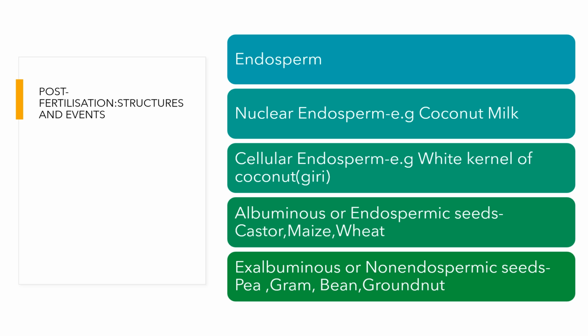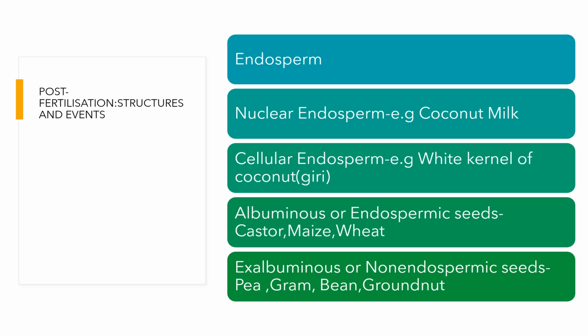Now, depending upon the consumption of endosperm, the fate of endosperm: on the fate of endosperm, seeds are divided into two types, endospermic or albuminous seeds and exalbuminous or non-endospermic seeds. In albuminous seeds, the endosperm may persist in the seed, just like castor, cereals, coconut, etc.